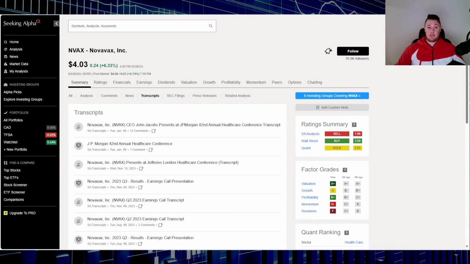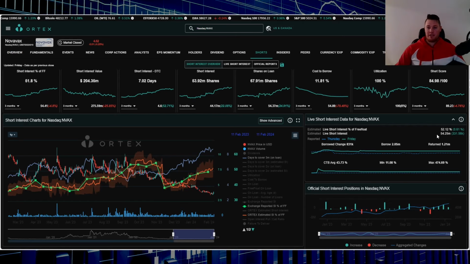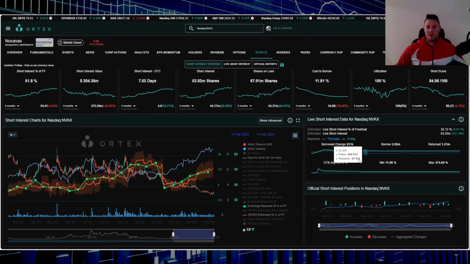But moving on though, shorts did increase about 331.56,000 shares on Friday. 52.12% of the free float is being shorted, 54.25 million shares overall are being shorted. Cost of borrow average is a little bit higher in this stock, so 43.73%, and utilization is at 100%.